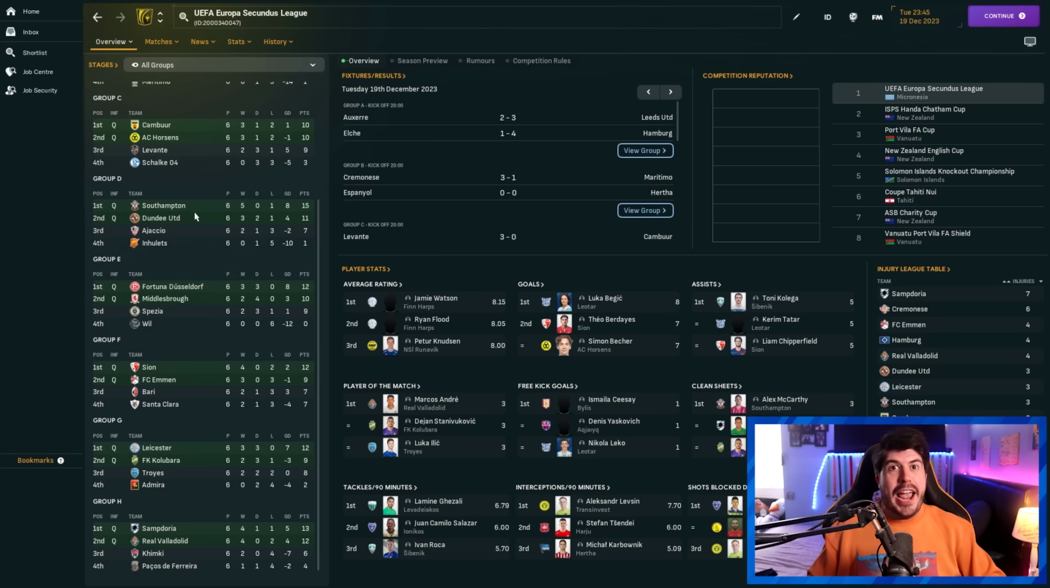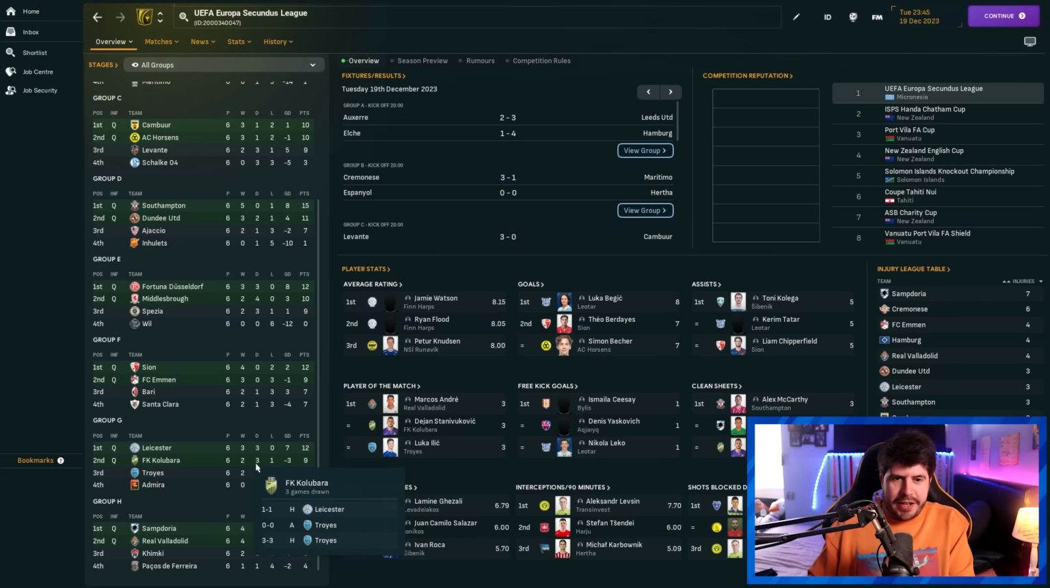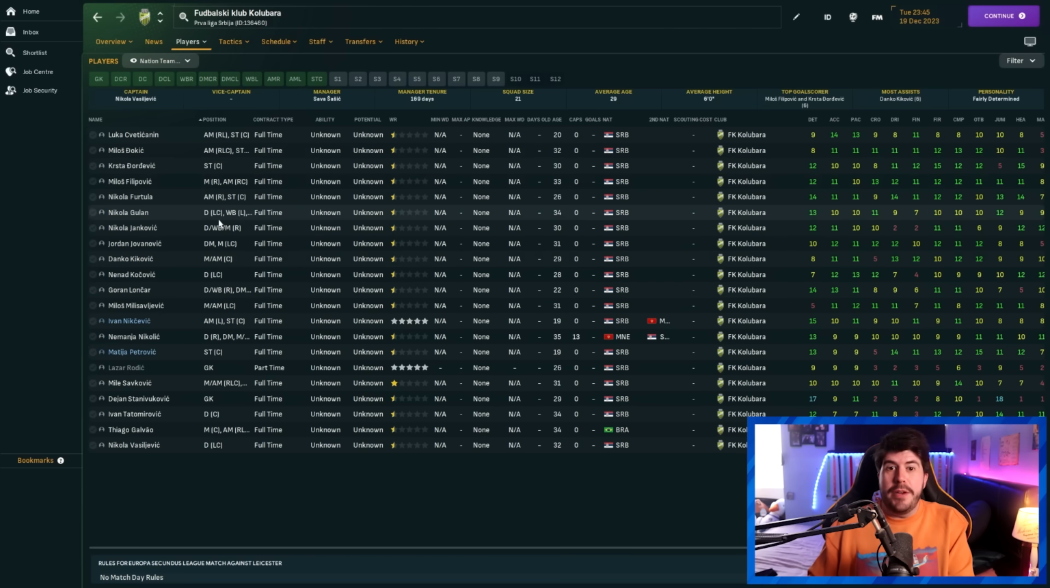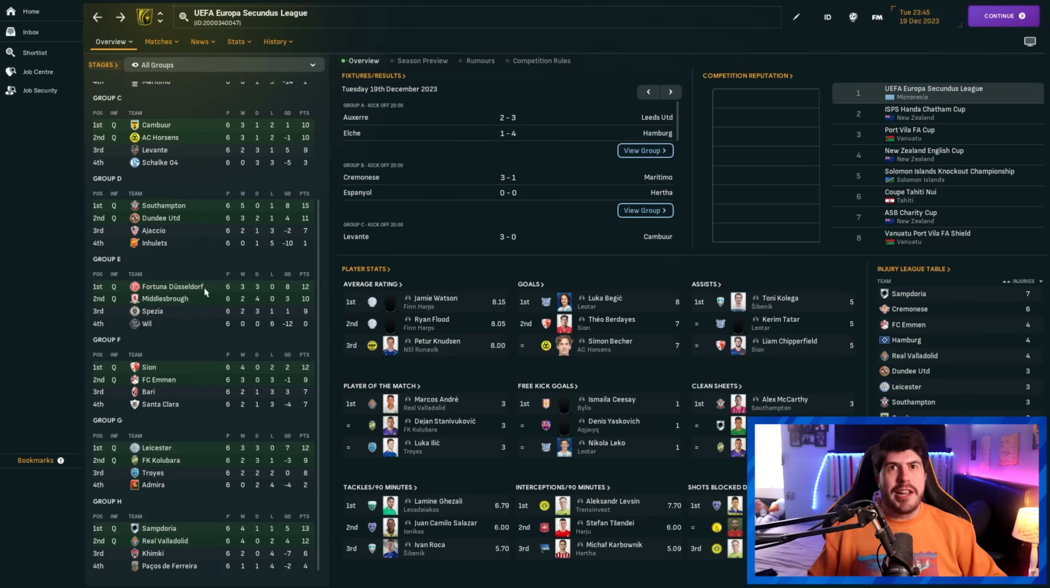Fortuna Dusseldorf actually finish ahead of Middlesbrough in their group. Really surprising there. FC Sion and FC Emmen also getting through. Leicester and Kolubara get through ahead of Troyes. Wins against Admira Vaca, and then they just managed to get the draws when it mattered the most. Only lost to Leicester. That's surprising. Fair play to the Serbian club. And lastly, Sampdoria and Real Valladolid also go through.